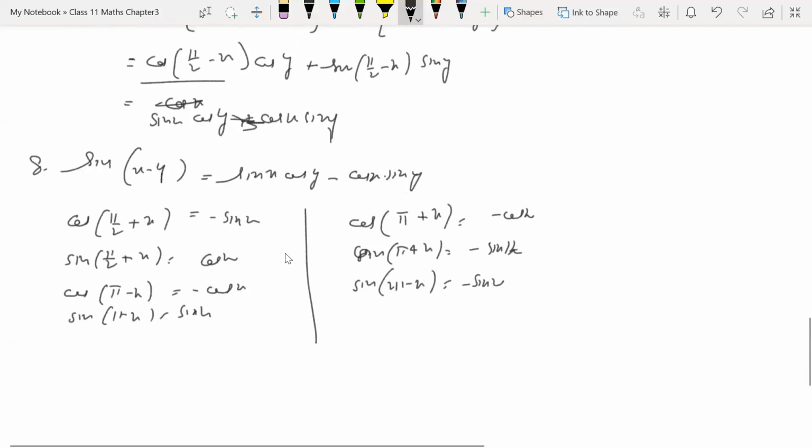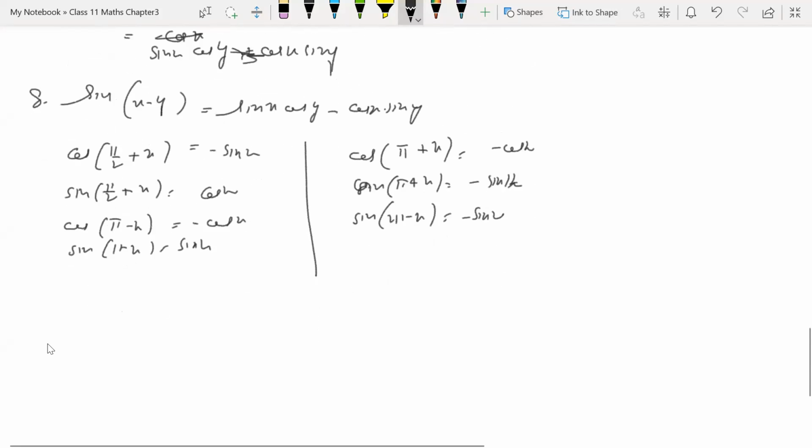We have studied many identities in our previous class, and let's do the remaining identities. What do the remaining identities state? Identity number 10.